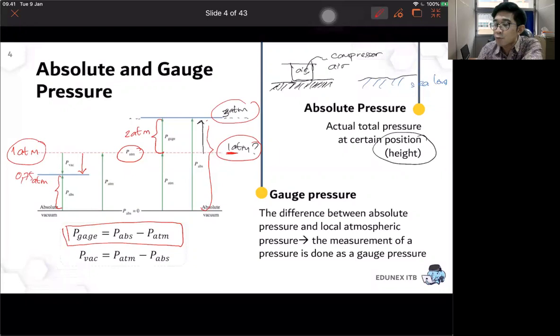Jadi nilai absolute pressure, Anda ingat kembali ya, absolute pressure is the total actual pressure. So the total actual pressure, the absolute pressure, is 0.75 atm. If you put a pressure gauge, and the pressure gauge is measuring the difference between inside and outside pressure, then the value of the gauge pressure will be minus 0.25 atm. That's what you call vacuum pressure.